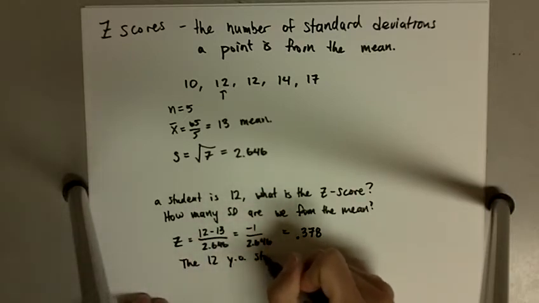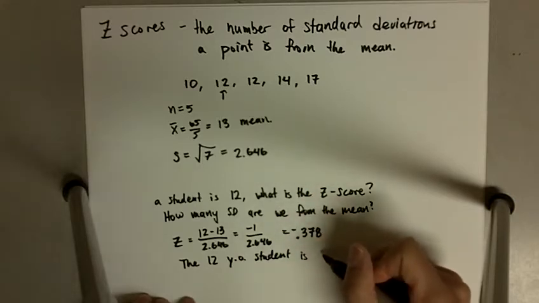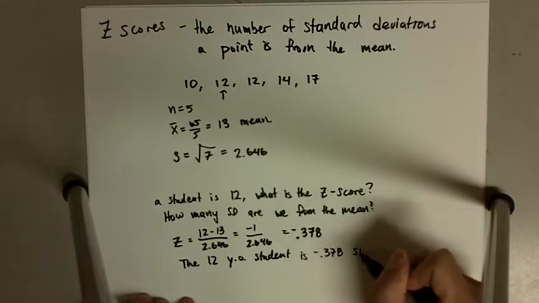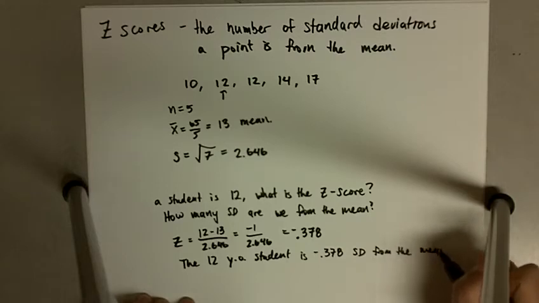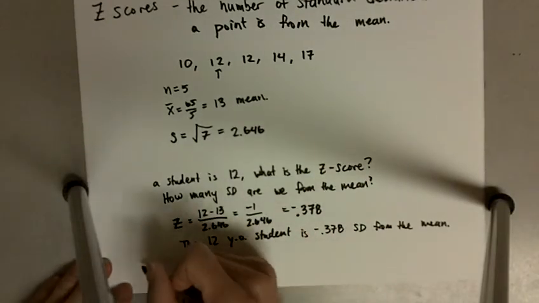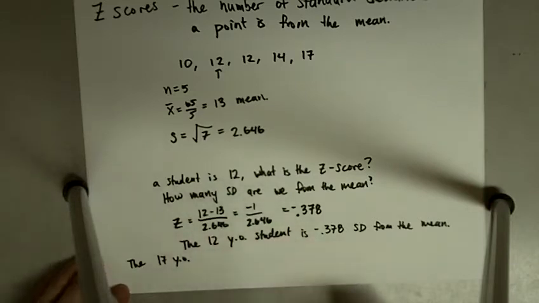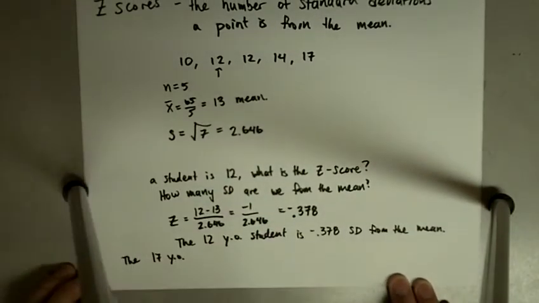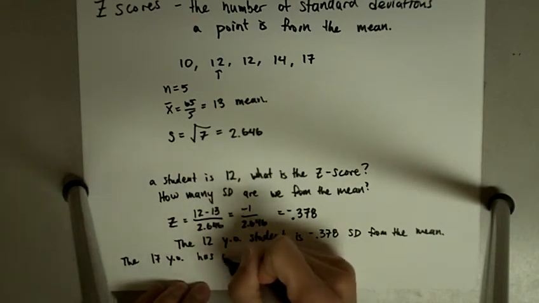The 12-year-old student, oh, and it's a negative, is negative 0.378 standard deviations from the mean. Or in other words, he is 0.378 standard deviations below the mean. All right, so what about the student who's 17? What is his z-score?